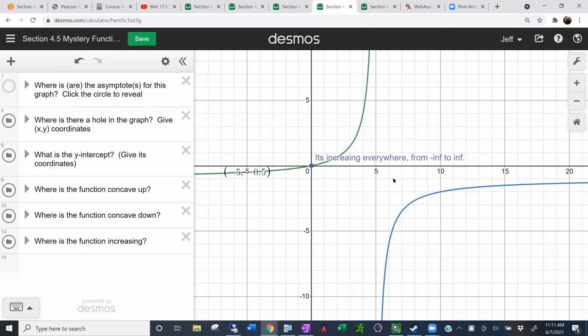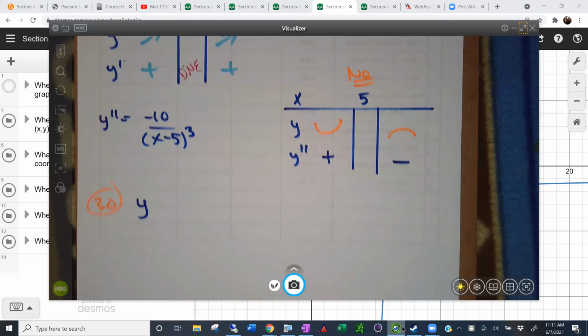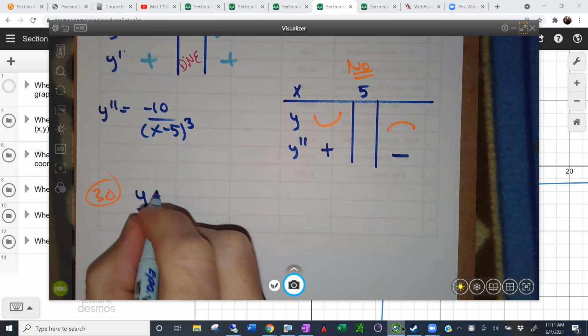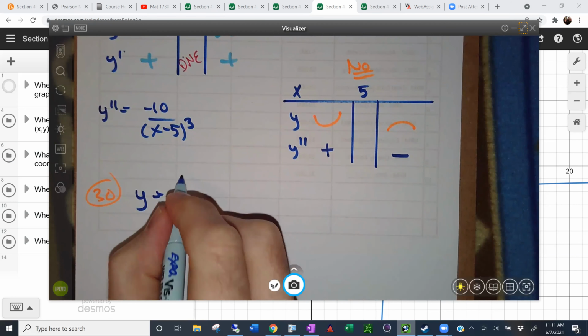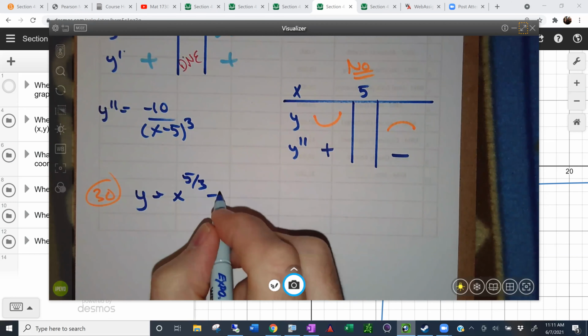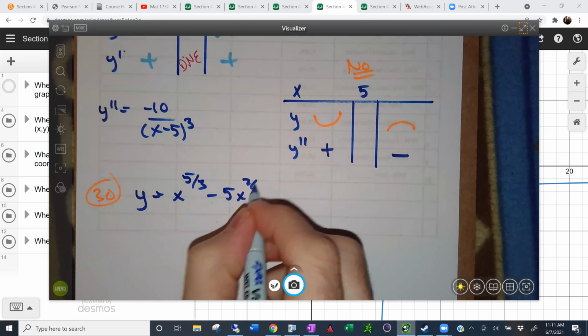I want to do what should be on your handout, problem number 30. And 30 has some more of that factorization I promised you from section 4.3. So let's cut over to this. Y equals x to the 5/3 minus 5x to the 2/3.